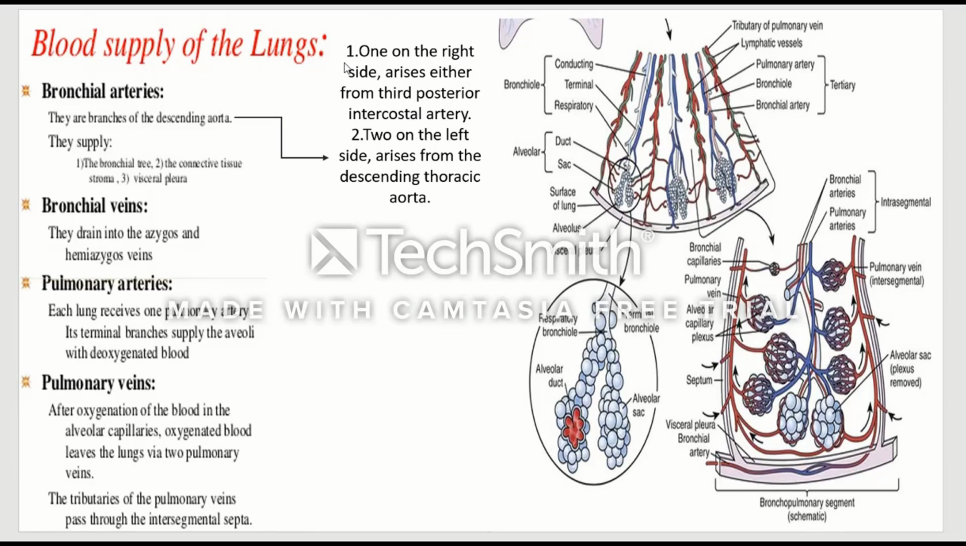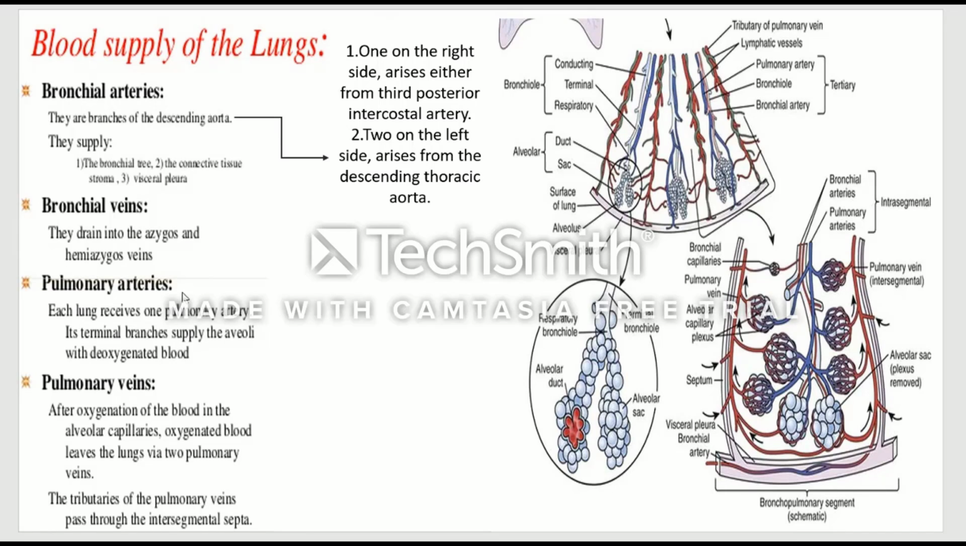Bronchial arteries এর ক্ষেত্রে দেখি, they are one on the right side arises either from the third posterior intercostal artery, and two on the left side arises from the descending thoracic aorta. And bronchial veins, they are drained into the azygos and hemiazygos veins.